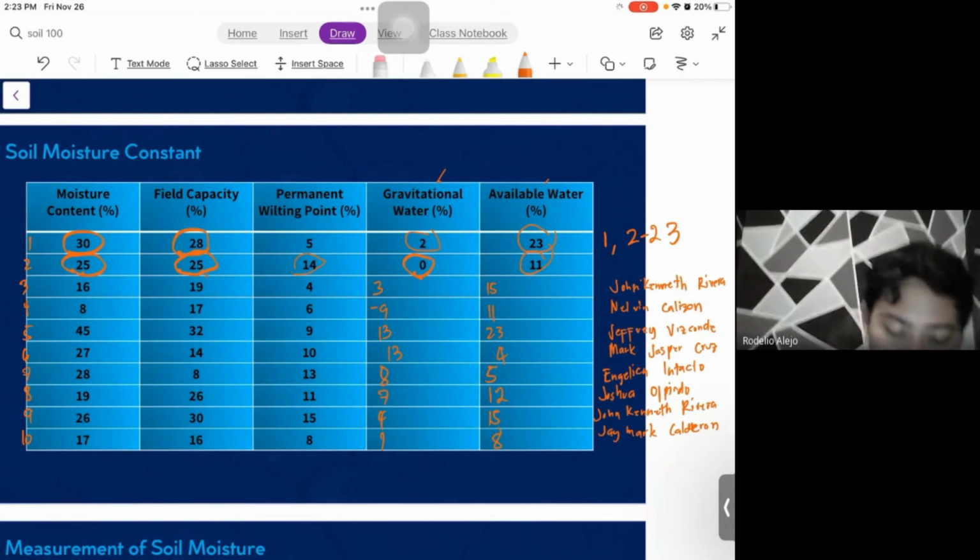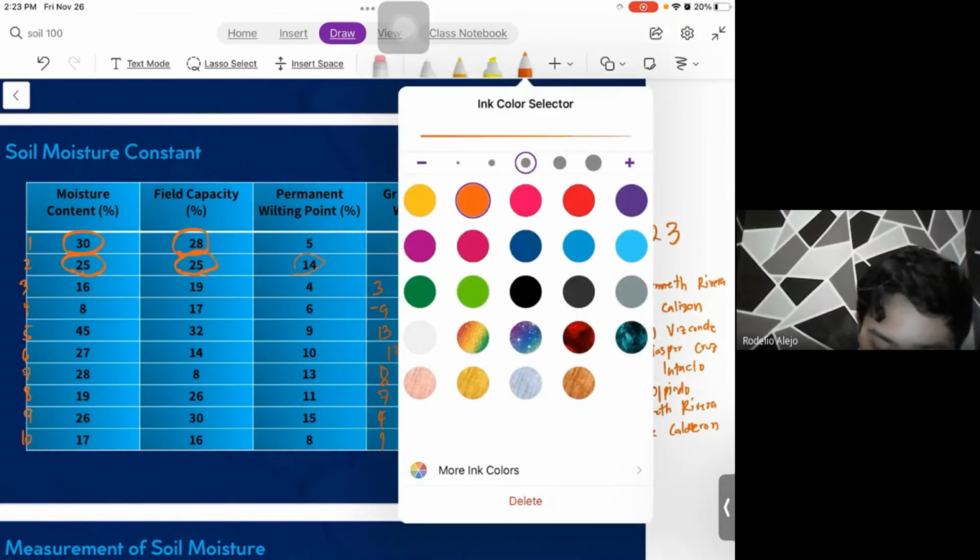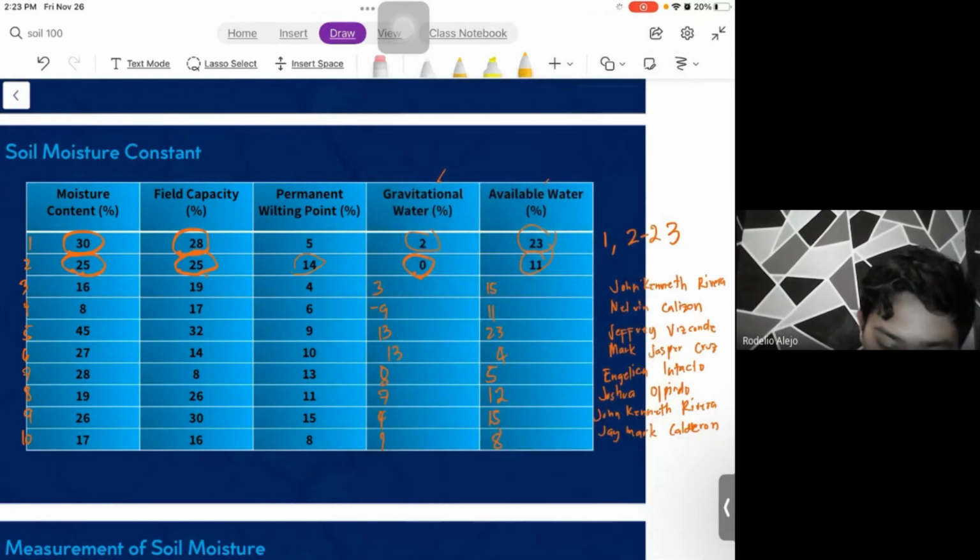So first is, nakikita nyo ba yung pen? First is number 3. So gravitational water, so yung excess. So dahil ang moisture content natin ay 16 lang, ang filled capacity natin is 19. So the gravitational water would be 0. Okay? Walang excess. Kasi mas kakaunti yung moisture content kaysa sa filled capacity. Then the available water natin is 12. Dahil 16 minus 4.